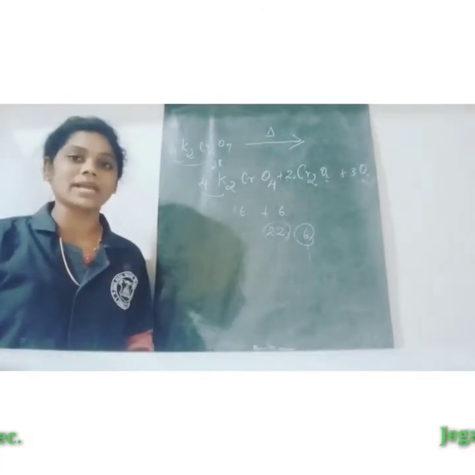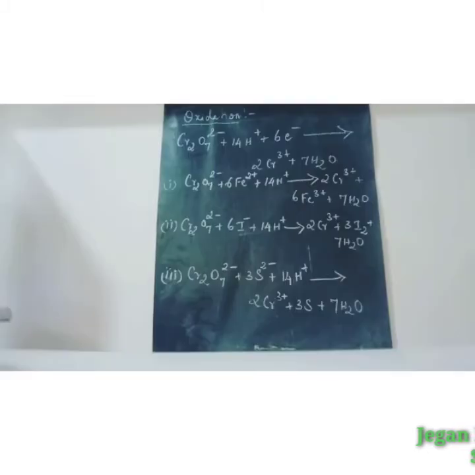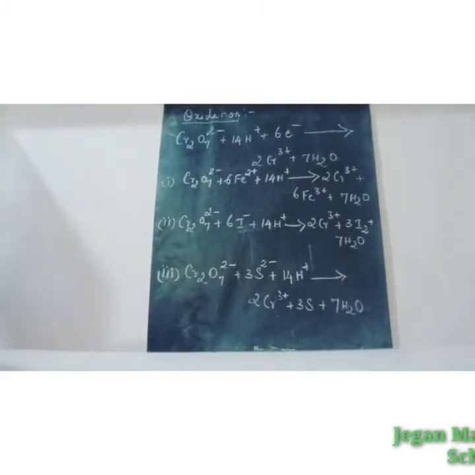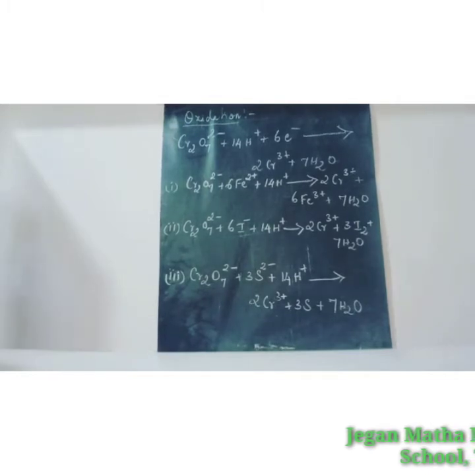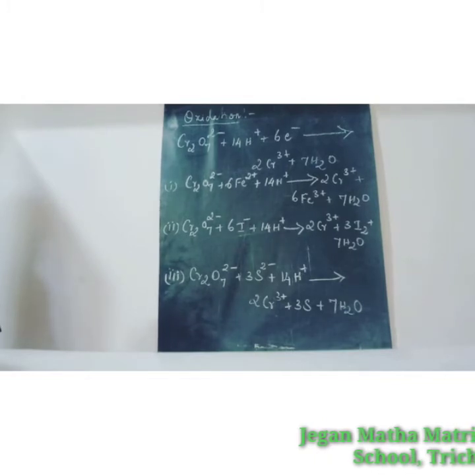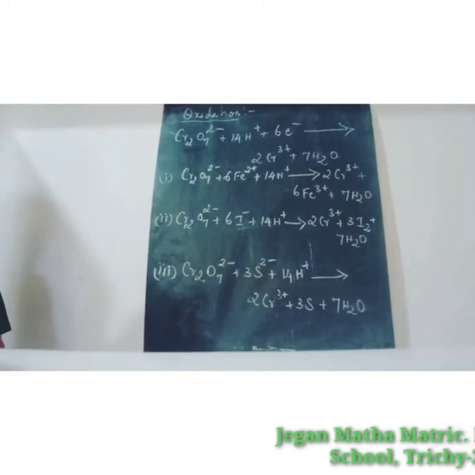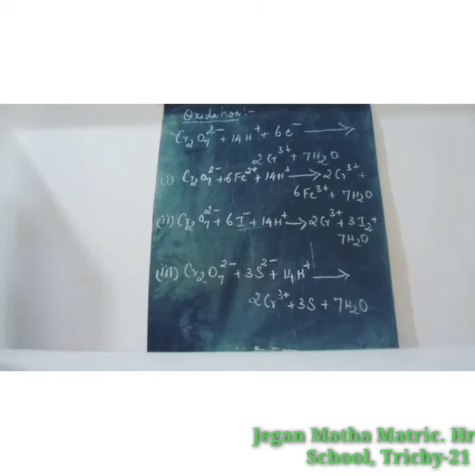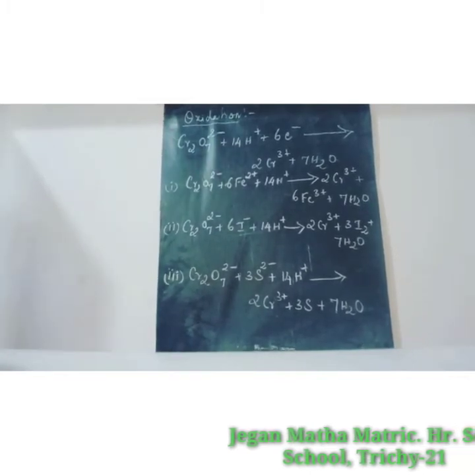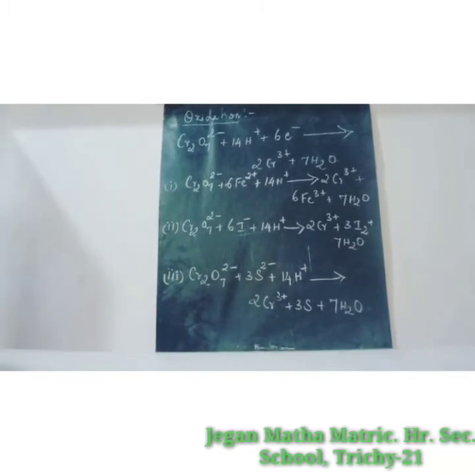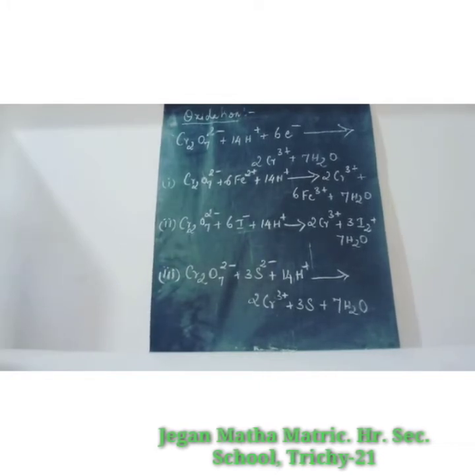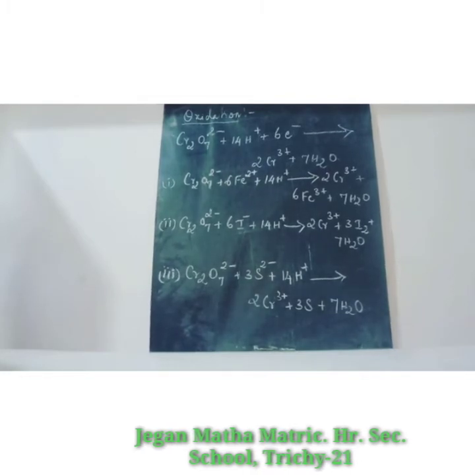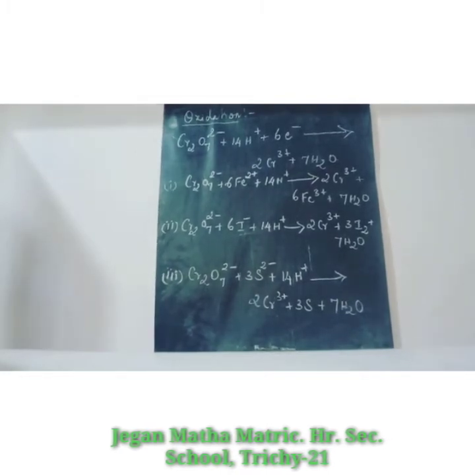And next one is chemical properties of potassium dichromate. The first chemical property is oxidation and second one is chromyl chloride test. So here let us see the oxidation properties. Potassium dichromate is a powerful oxidizing agent in acidic medium. So acid means we take H plus. Its oxidizing action in the presence of H plus ions is shown here.